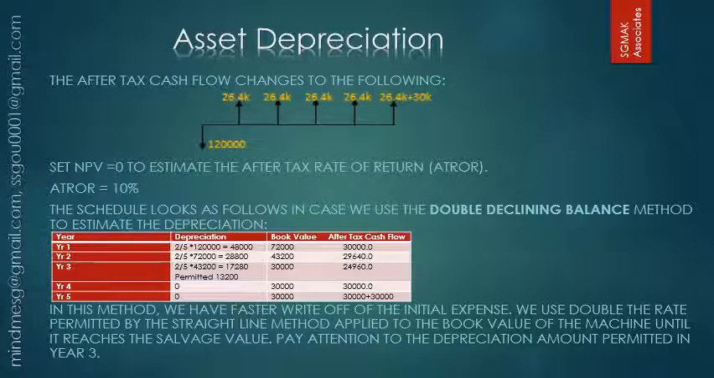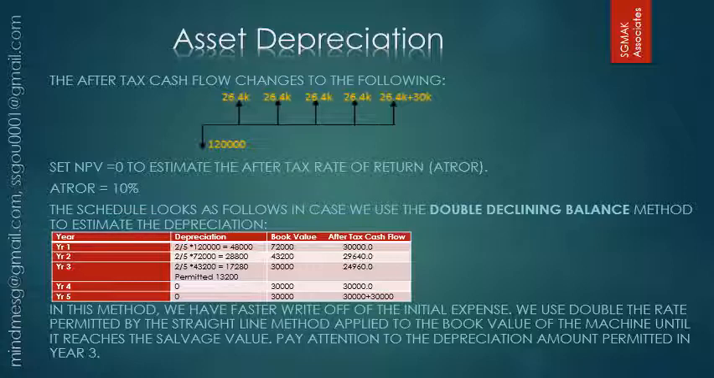Now let's look at the other method. It's called the double declining balance. So the method is kind of a hybrid. What happens here, you take the amount to be depreciated. Well, in this case, we do things a little differently here. We have an asset of $120,000. So we will not depreciate it below the salvage value.